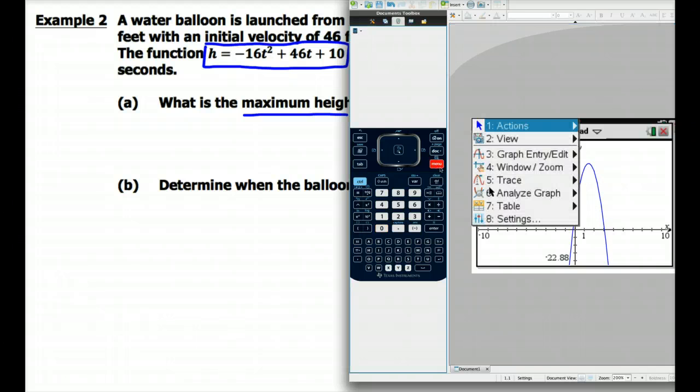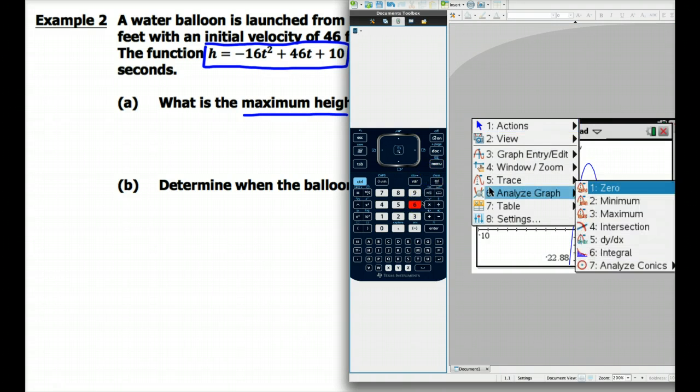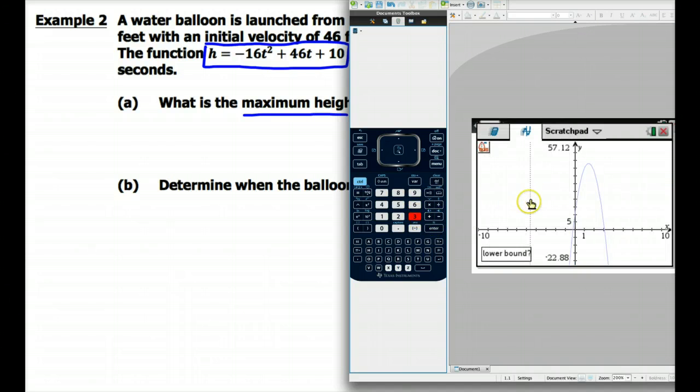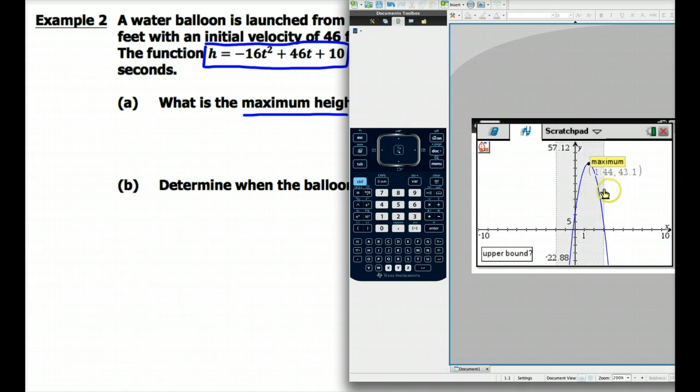So to find the vertex, I'm going to go to Menu, Analyze Graph, and then in this case, the vertex is a maximum, and we're trying to find the maximum height, so I'm going to select 3. And so now I'm just going to go to the left of my vertex, click, and now go to the right, and that's going to put my vertex at 1.44, 43.1.